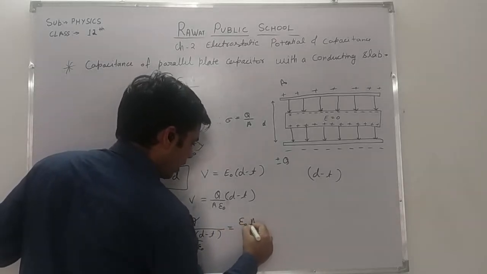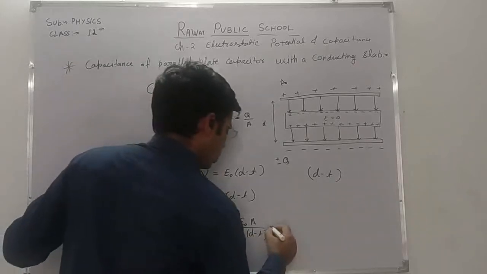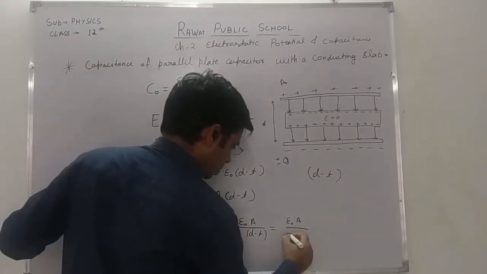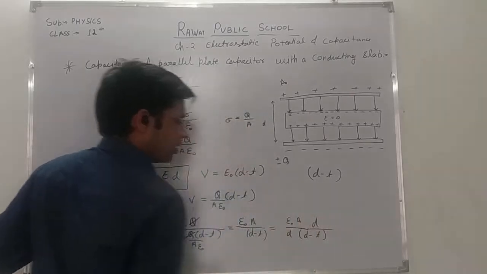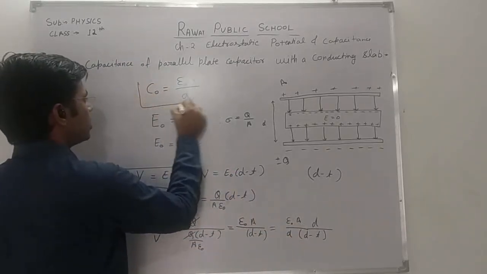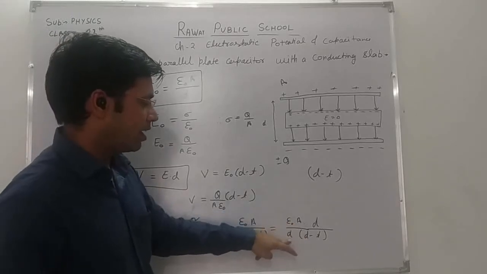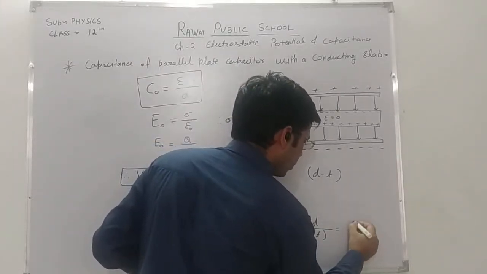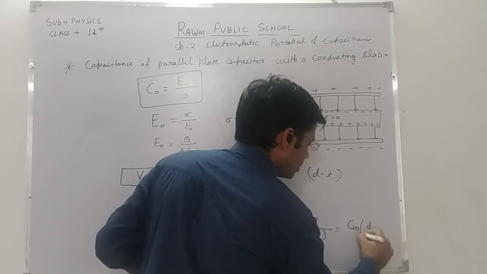So C equals epsilon naught A divided by d minus t. Now this equation will become like this: epsilon naught A, take d common, so that it appears in both numerator and denominator. Now epsilon naught A divided by d is C naught, since C naught equals epsilon naught A divided by d. That means we can write epsilon naught A divided by d as C naught. So the formula will become C naught d divided by d minus t.